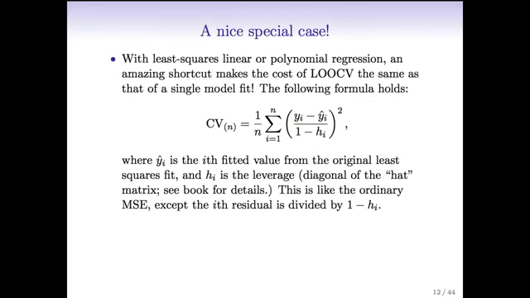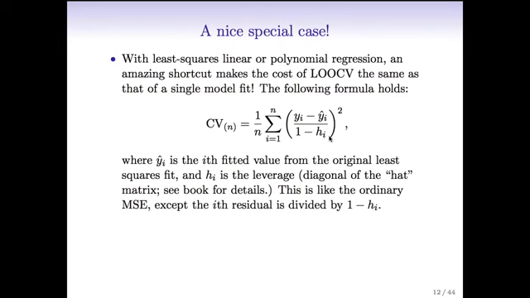Now, actually, leave one out cross-validation is a nice special case, in the sense that this cross-validation can be done without actually having to refit the model at all. So in leave one out cross-validation, at least for a least squares model or a polynomial model, the cross-validation has the following form. So the yi hat is now just the fit on the full data set.